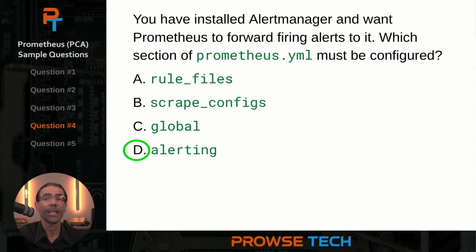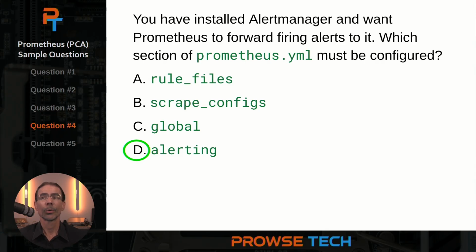And the correct answer is D, alerting. The alerting section in Prometheus.yaml specifies where Prometheus sends firing alerts. It defines the Alert Manager address under Alert Managers. Rule_files defines where alert rules are stored, but without the alerting section, Prometheus has nowhere to actually send them.